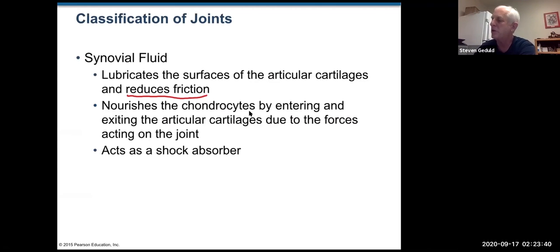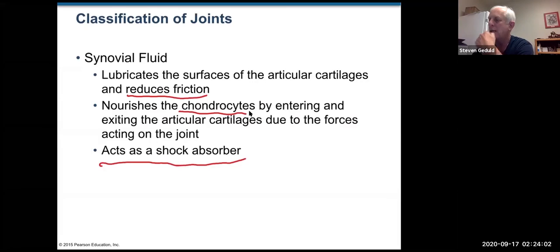All right. It nourishes the chondrocytes, which produce your cartilage, entering and exiting the articular cartilage due to the forces acting on the joint as the joint moves. And it acts as a shock absorber. If fluid is present when you slam that joint together, the fluid is going to help insulate those two bones from hitting into each other.